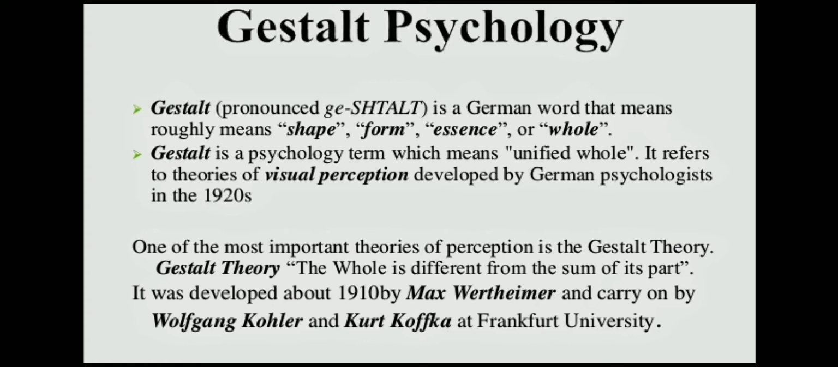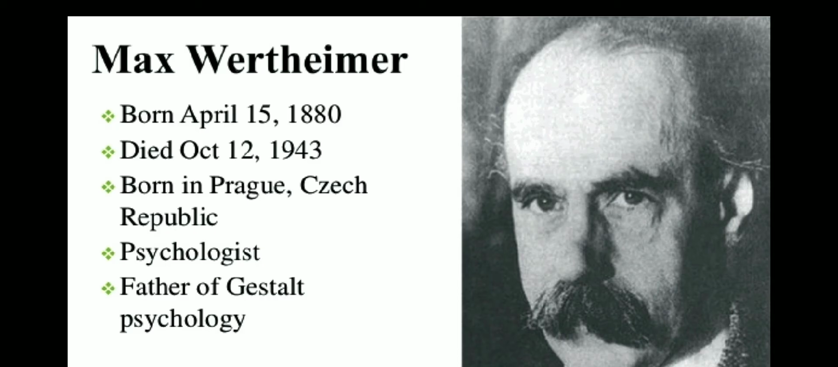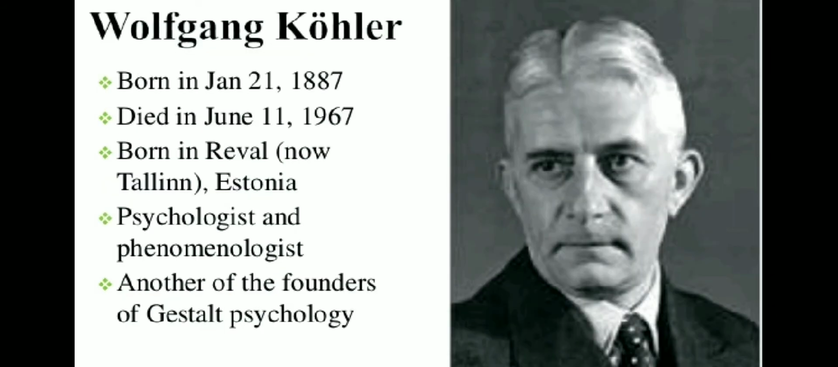One of the most important theories of perception is the Gestalt theory, which tells that the whole is different from the sum of its parts. It was developed about 1910 by Max Wertheimer and carried on by Wolfgang Kohler and Kurt Koffka at Frankfurt University. Max Wertheimer was born on April 15, 1880. He was born in Prague, Czech Republic, and he is a psychologist and considered the father of Gestalt Psychology. He died on October 12, 1943.